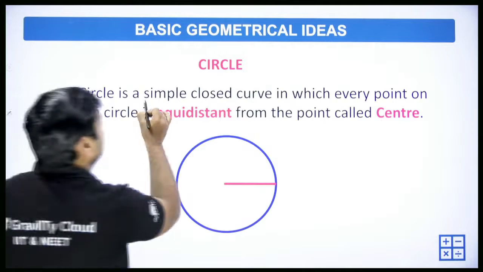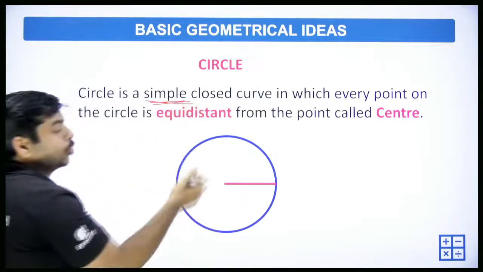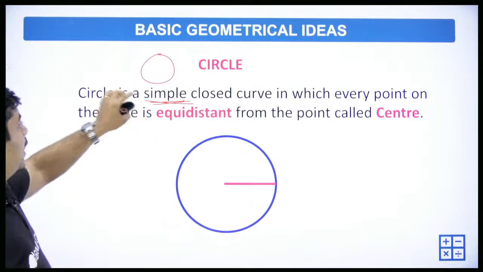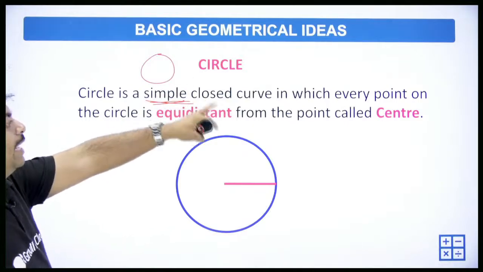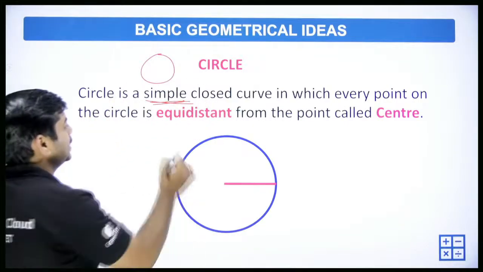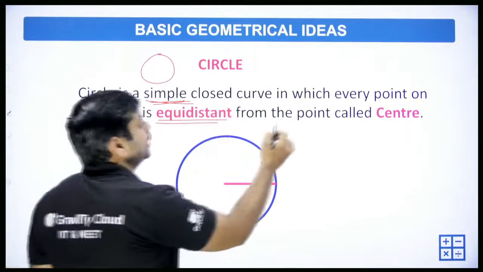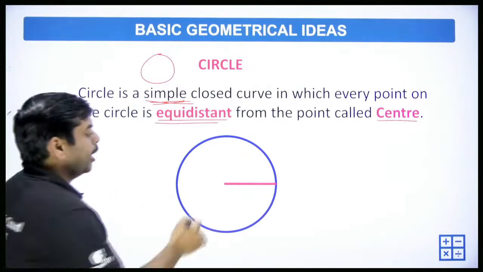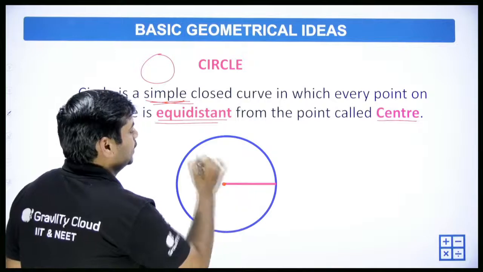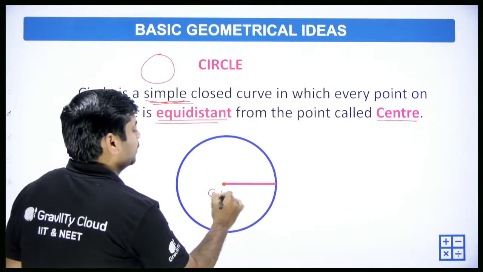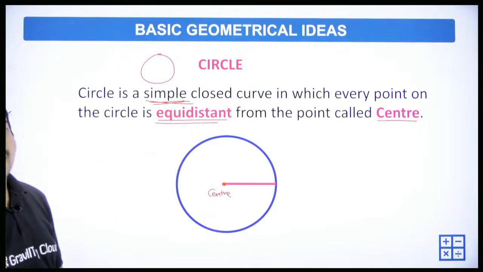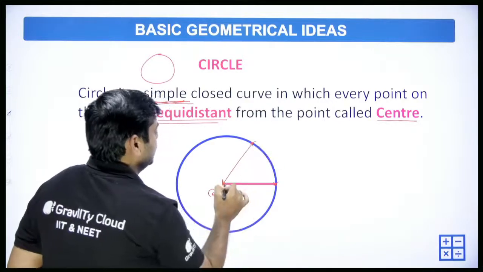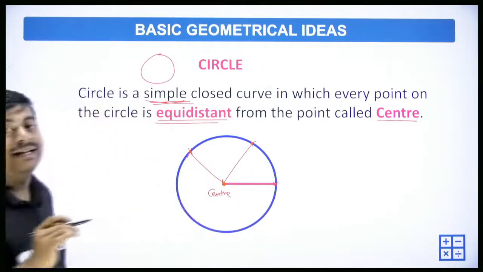A circle is a simple closed curve. Why is it simple? Simple means it is not crossing its path again. A circle is a simple closed curve in which every point on the circle is equidistant from a point called the center. Let's understand once again. There is a point exactly in the middle of the circle, which is called the center. The distance from the center to any point on the circle is the same, so all these are equidistant.